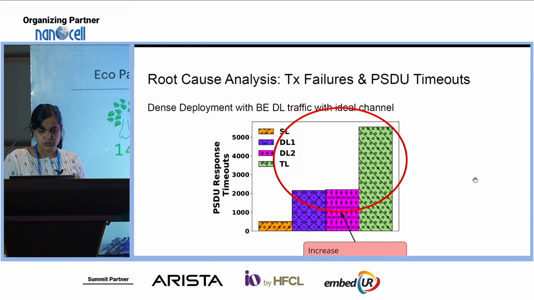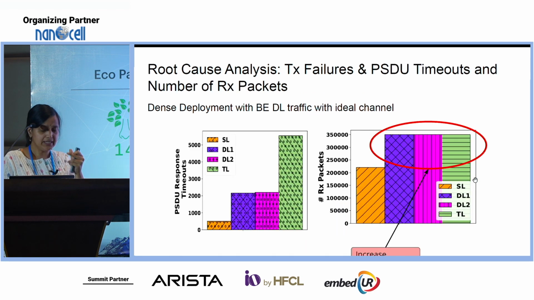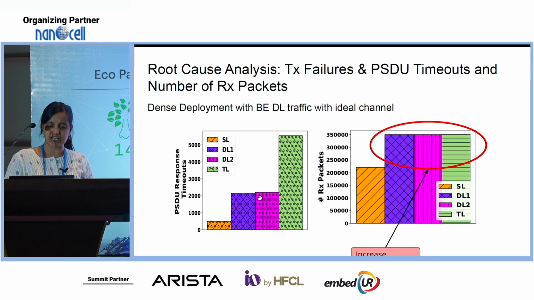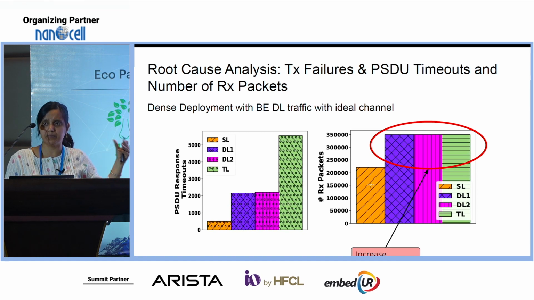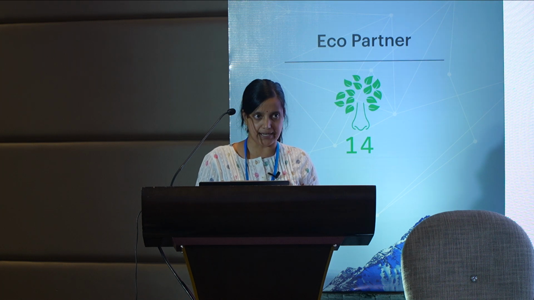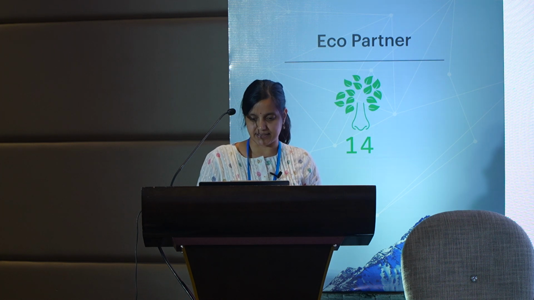Okay? So then we plotted a graph where we looked at the number of PSDU response timeouts, and side by side we looked at the throughput graph, or the number of packets being received across multiple links. And as we expected, MLO is expected to improve throughput. So we see a larger number of received packets when we have multiple links. Okay, but why am I telling this?